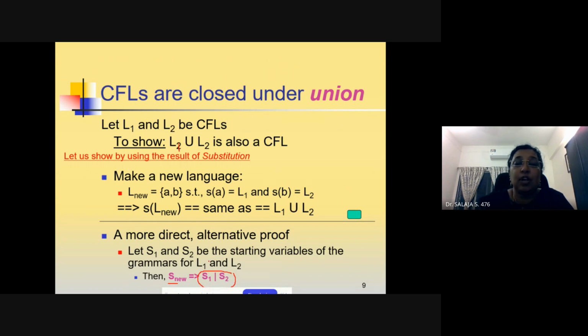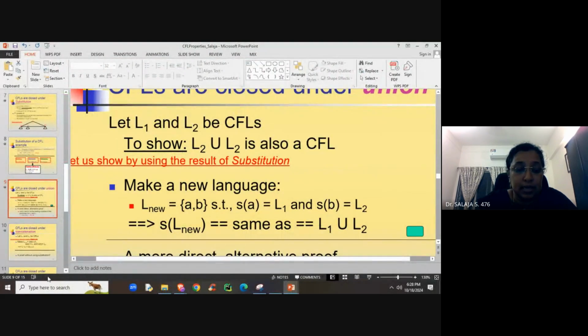So if I could take two languages L1 and L2 as context-free languages, add a new production to it, which means a new variable which produces S1 or S2. Then you call it a context-free language. So how do we do it? I'll just take a small example to show how it works out.